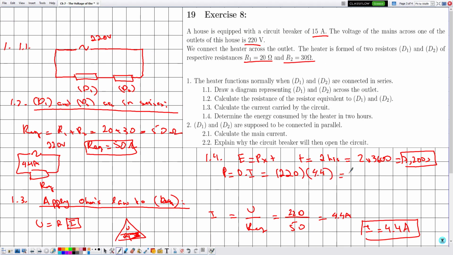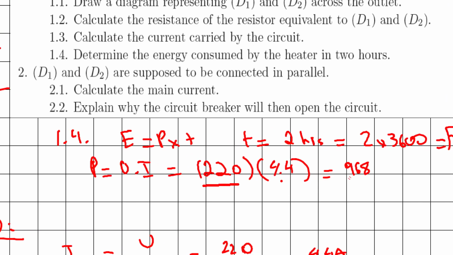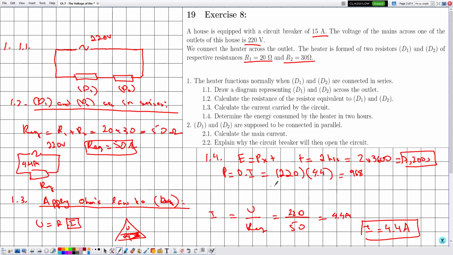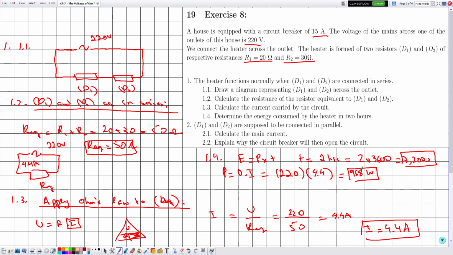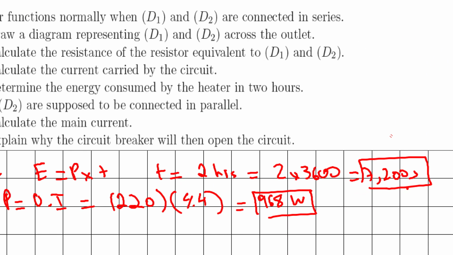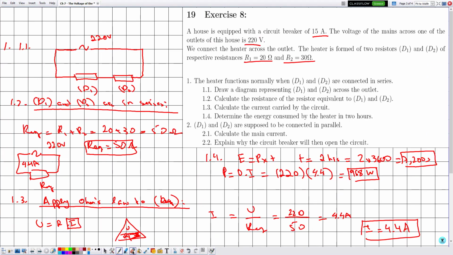Now plugging this on the calculator we will obtain 968. Since both U and I are expressed in the SI, the value of P will be in the SI, which is watts. Now after we have determined the power in the SI, which is watt, and converted the time to the second in the SI, now we are ready to calculate the electric energy.